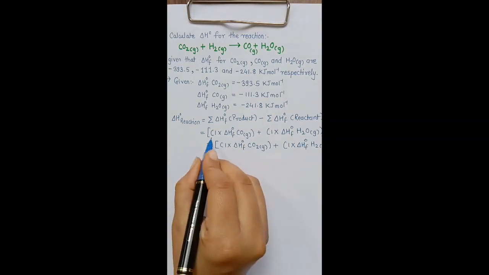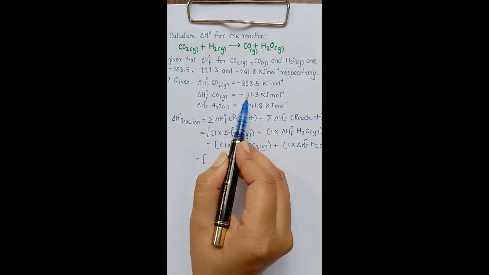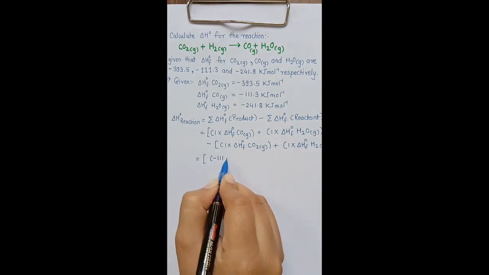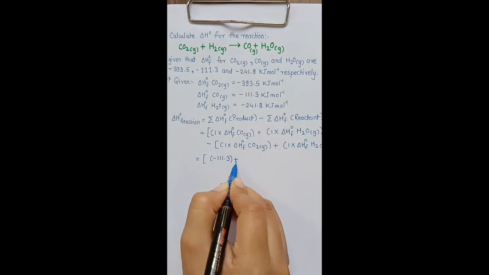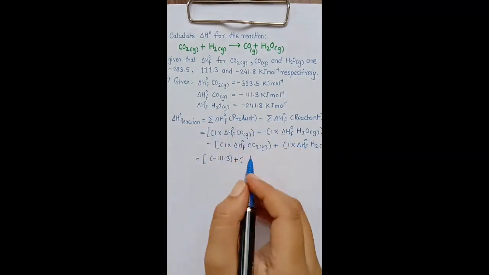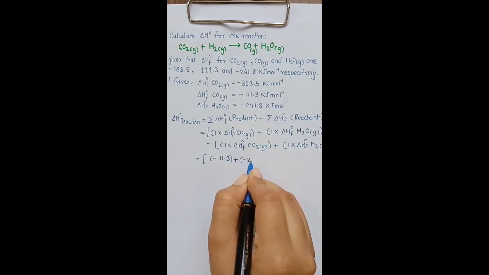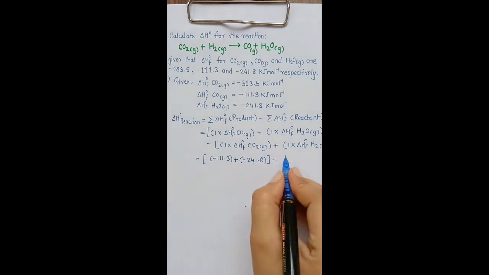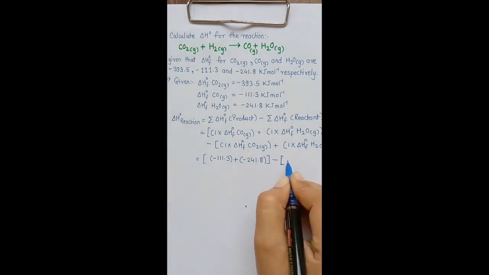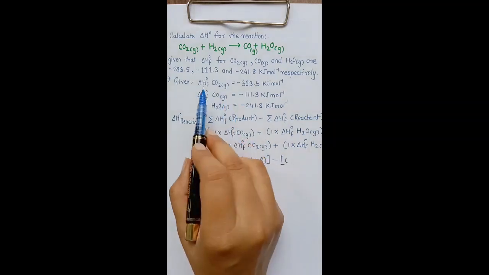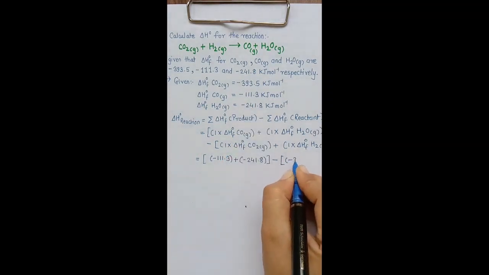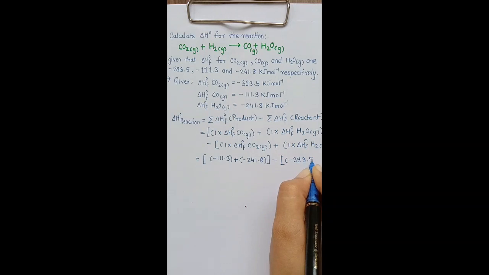So now putting the values: 1 into minus 111.3, that means minus 111.3, plus this 1 into minus 241.8, minus 241.8, minus 1 into delta HF naught of CO2 is equal to minus 393.5. That means minus 393.5, and this 0. Okay.